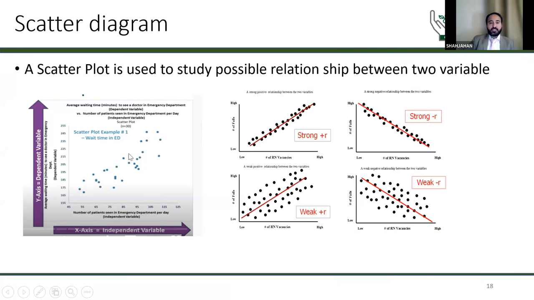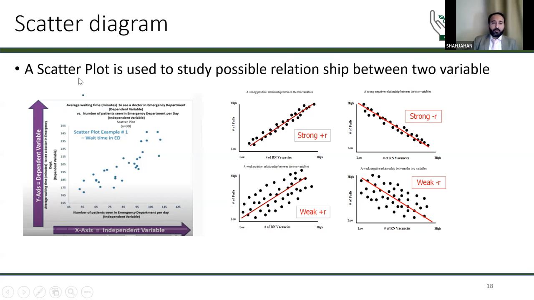How are we interpreting this graph? We will put both data. For example, we want to see that doctors are saying that when the number of patients is increasing, then waiting time is increasing. So on the x-axis here is the number of patients. On the y-axis, the data is the waiting time. So the head of department is saying our waiting time is increasing because patients are increasing. So scientifically, we want to prove it.